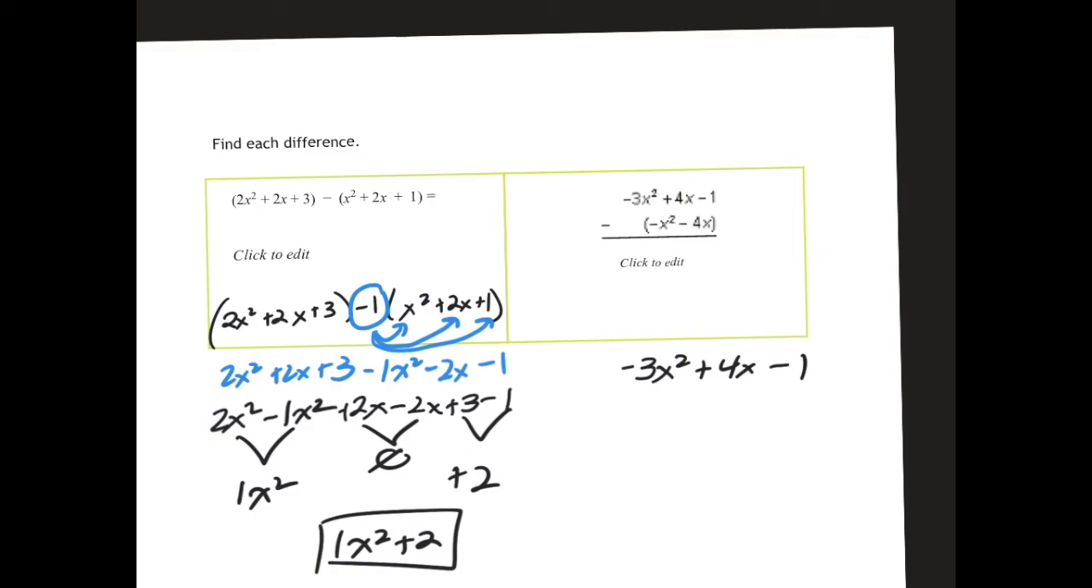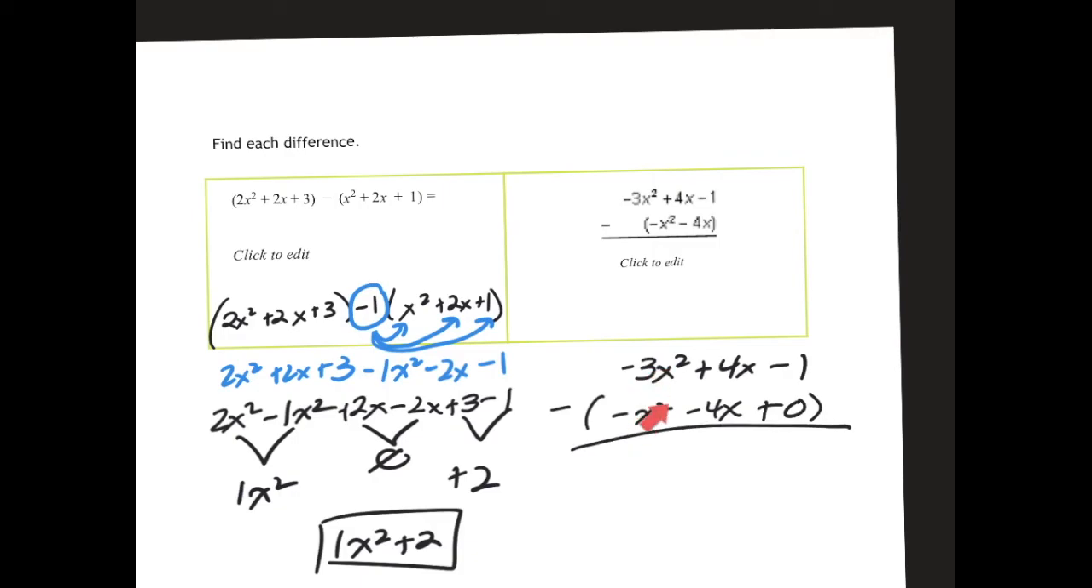Now for my bottom expression, my first term is negative x squared. So I know that should go under this negative 3x squared. So I'm going to write that, negative x squared. And then my next like term is this minus 4x. So that should go under this positive 4x right over here. And then I'm missing a term to go under this minus 1. So I'm just going to fill it with a 0 coefficient. So I'm just going to put a plus 0 right over here just as a placeholder.